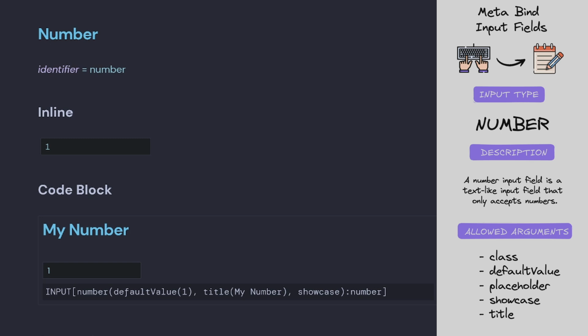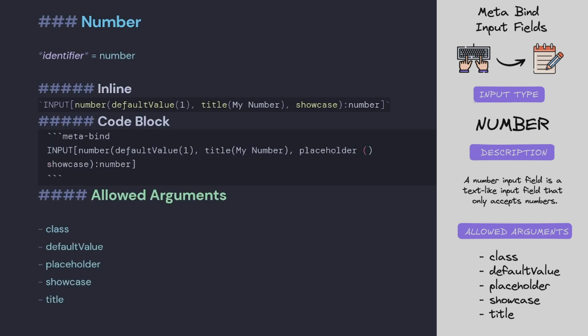There is another argument we can use, which is placeholder. So let's put in a placeholder. I'll just say enter your number. Now we need to put a comma here as well and pull that space back there.